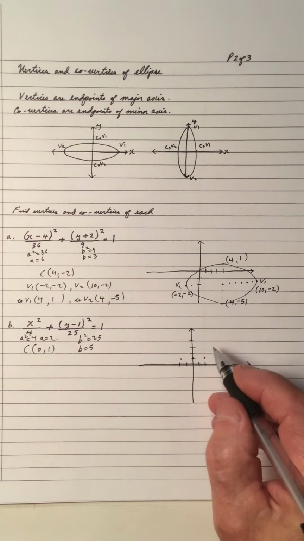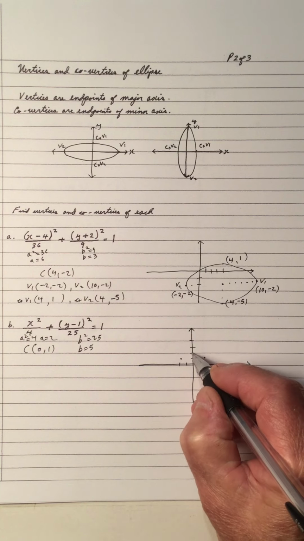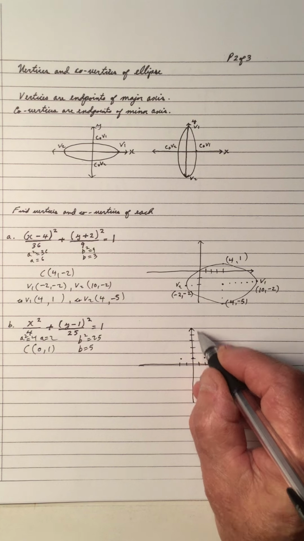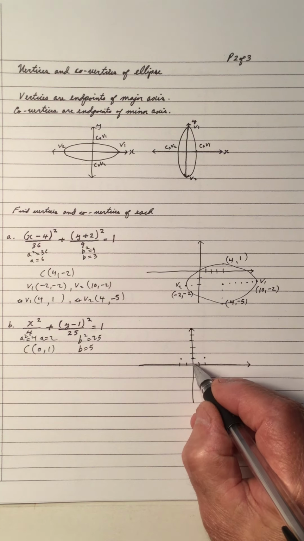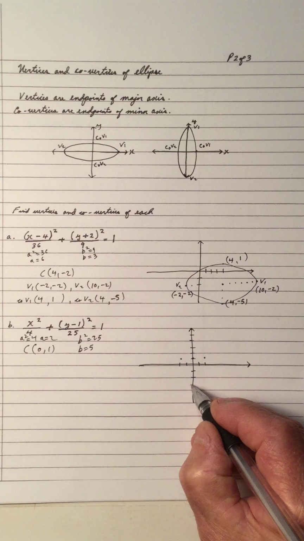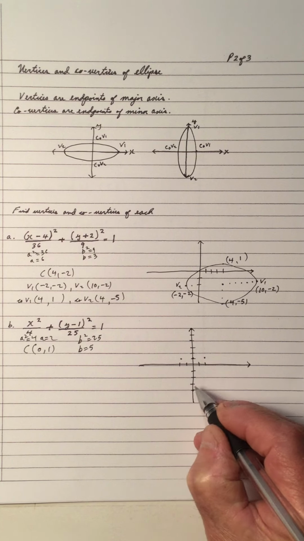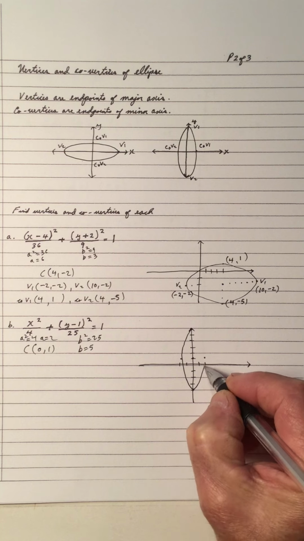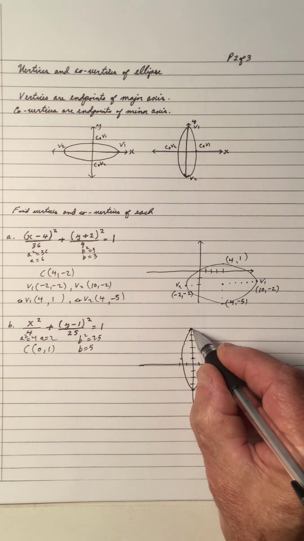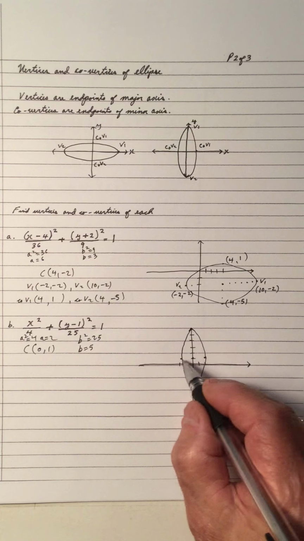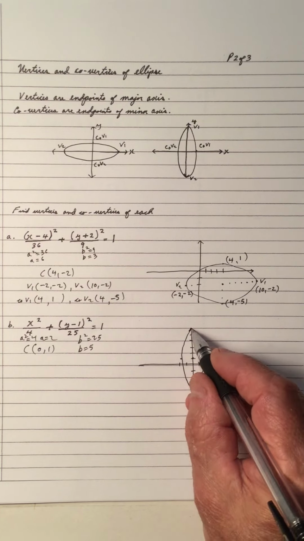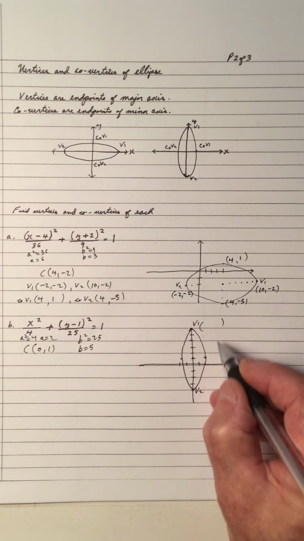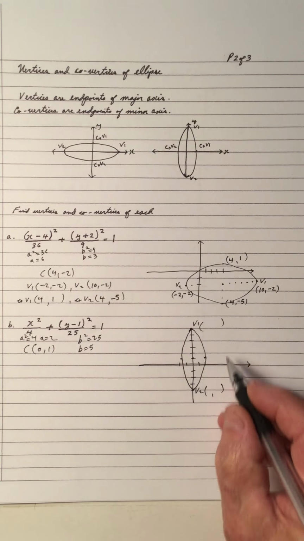And the vertical stretch is 5, so we go 5 up, 1, 2, 3, 4, 5, so right there. And we go 5 down, 1, 2, 3, 4, 5. So the ellipse looks like this, because that's the center. And notice that this is vertex 1 and this is vertex 2, because it's at the end point of the major.